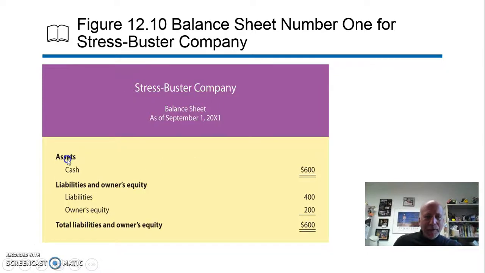Your assets, again, things that are of value to a company, in this case cash, is $600. Liabilities, which are what is owed to somebody, is $400. And the amount that the owner has invested in the company, what we call owner's equity, is $200. As you can see, assets equal liabilities plus owner's equity.